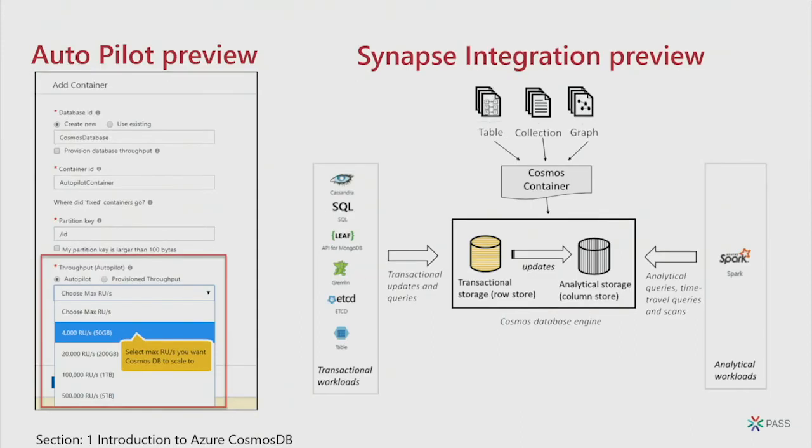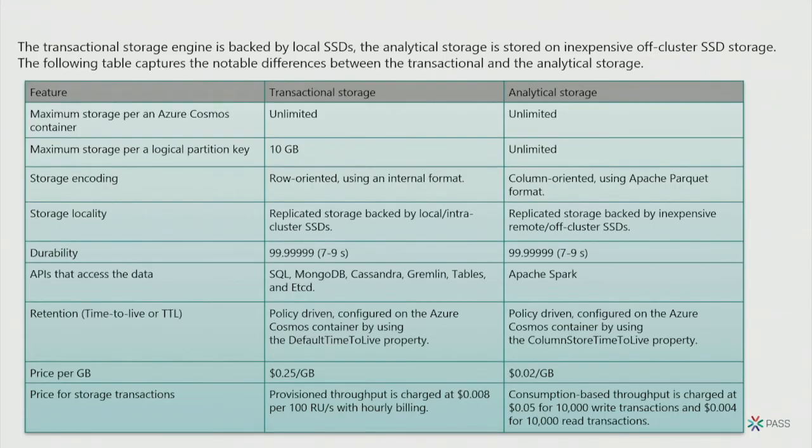Here's some of the autopilot stuff and the Synapse integration preview, showing you the new hashed gray color analytics engine. And there's some additional things about how this differs between one engine and the next, etc. I've got a few slides of that information there as well.